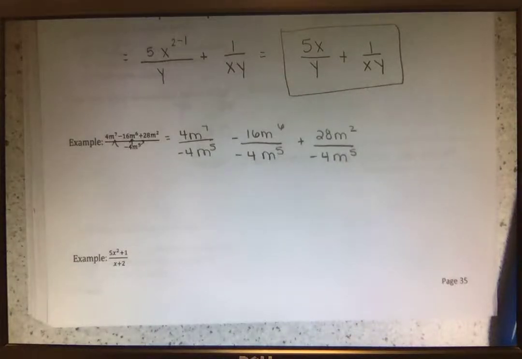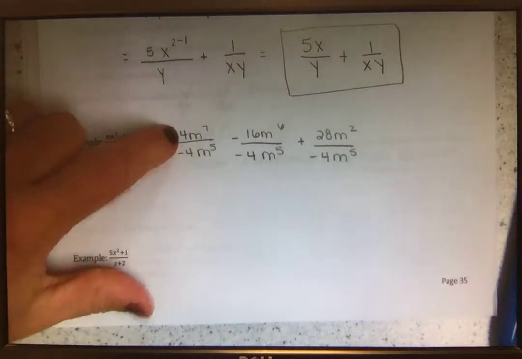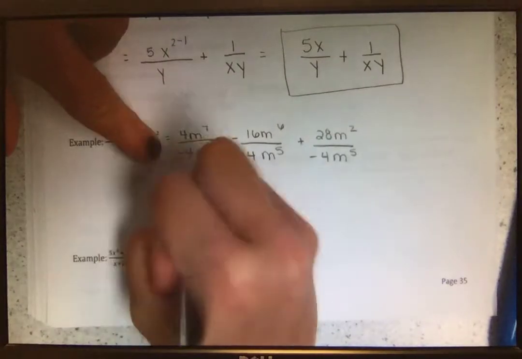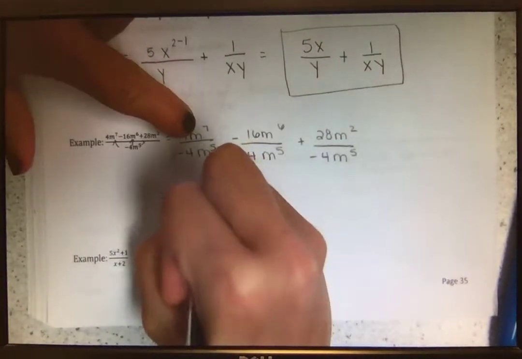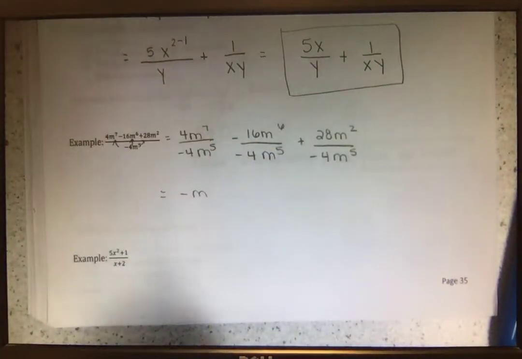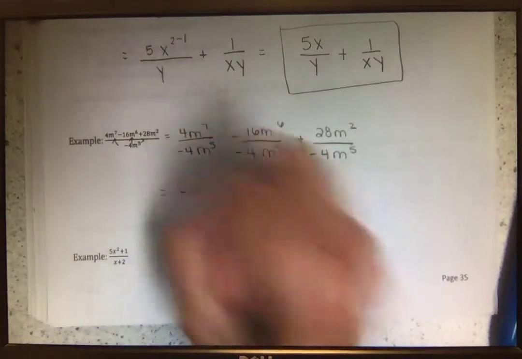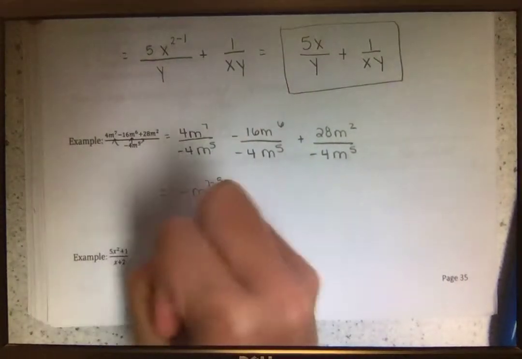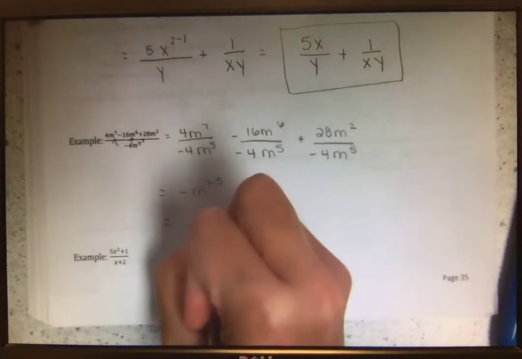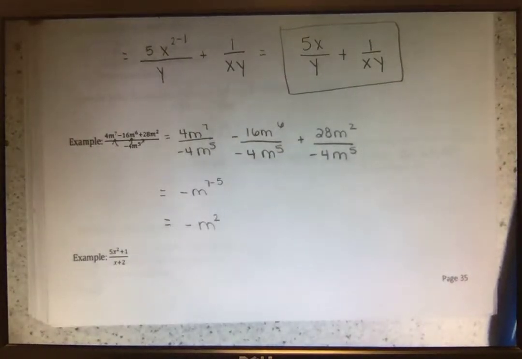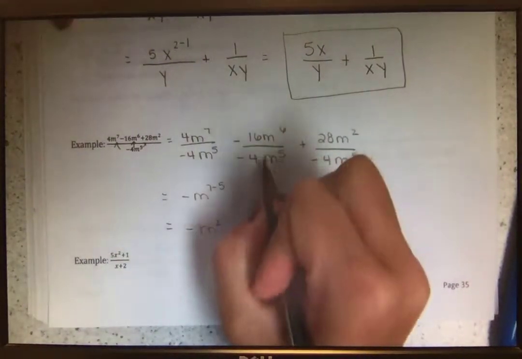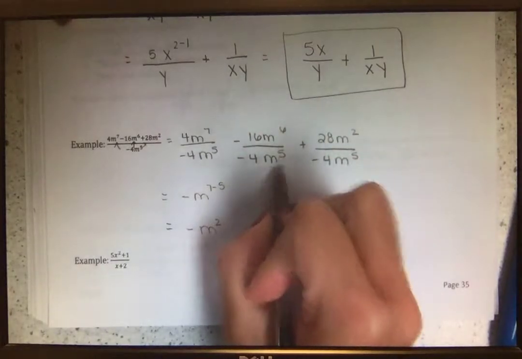So simplifying each one separately. Positive 4 divided by negative 4 will give us negative 1. M to the 7th divided by m to the 5th, we're going to subtract those exponents. So that'll leave us with negative m. 7 minus 5 is m squared. So negative m squared. Negative 16m to the 6th divided by negative 4m to the 5th.